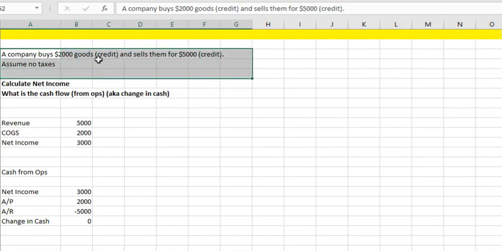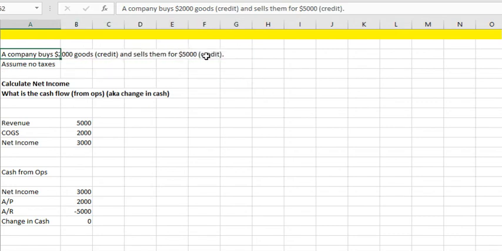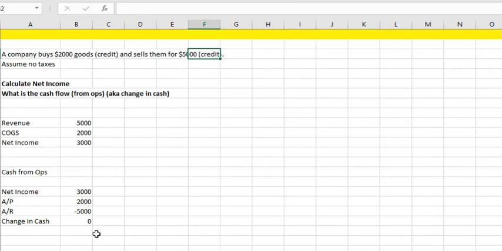Everything is done on credit. The purchase is done on credit. The sale is done on credit. So there is no change in cash. Our net income is $3,000. And since we are starting with net income to calculate cash flow from operations, we need to make adjustments. And as I demonstrated here, any increase in liabilities is going to increase cash because we are not paying and we are starting with net income, and any increase in current assets is going to decrease our cash flow.